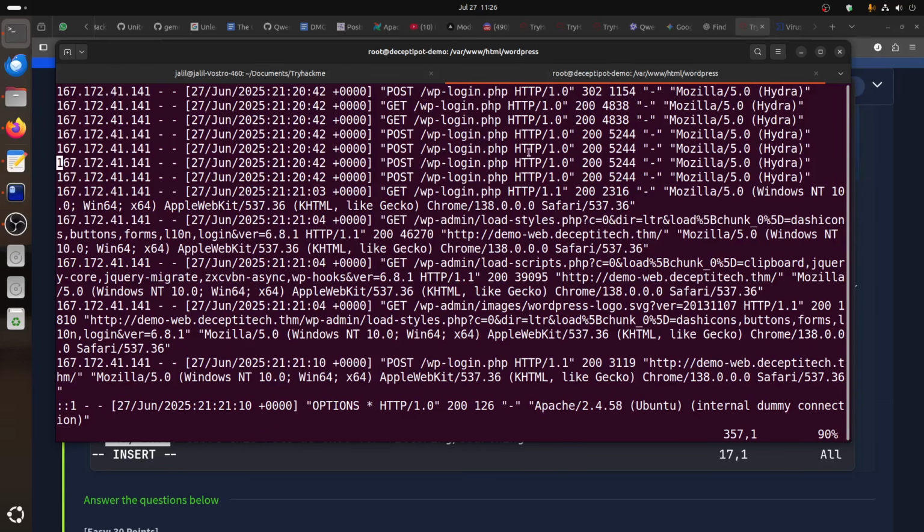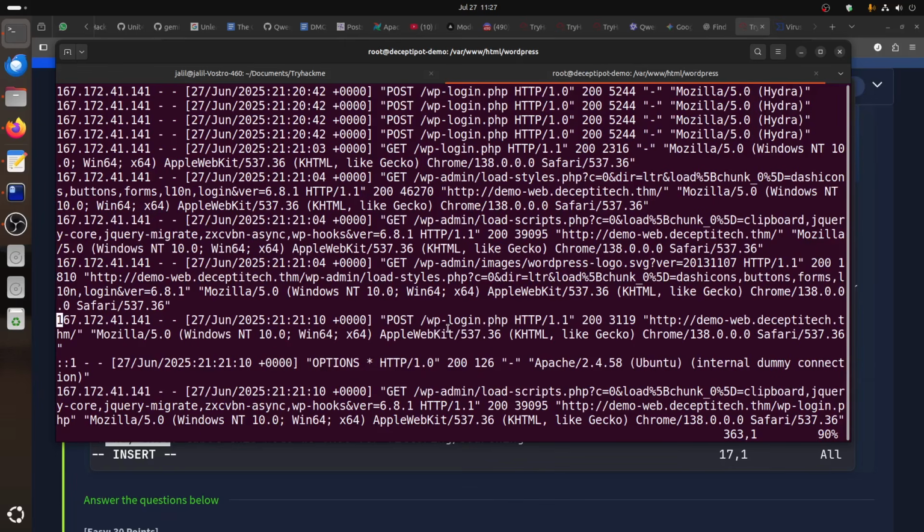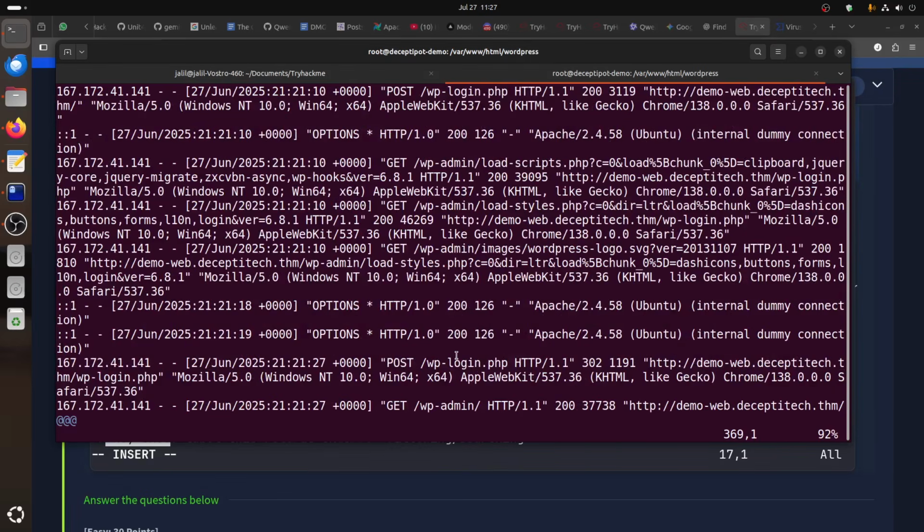In any case, you can see he's brute forcing this. Then he logged in somewhere here. And then what exactly did he do when he logged in? Login page, that's normal. Still at 200. It's supposed to be 300. Oh, that's 302, the redirect.